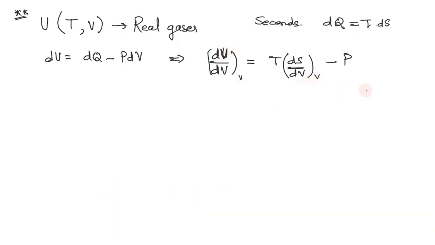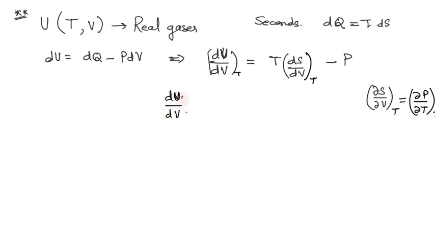Then there is a Maxwell's equation which says... oh, I'm sorry, this is for temperature. We were taking the differentiation with respect to volume, because the temperature is constant. So del S by del V at constant temperature is del P by del T at constant volume. So I can write del U by del V at constant temperature is equal to T into del P by del T at constant volume minus pressure.